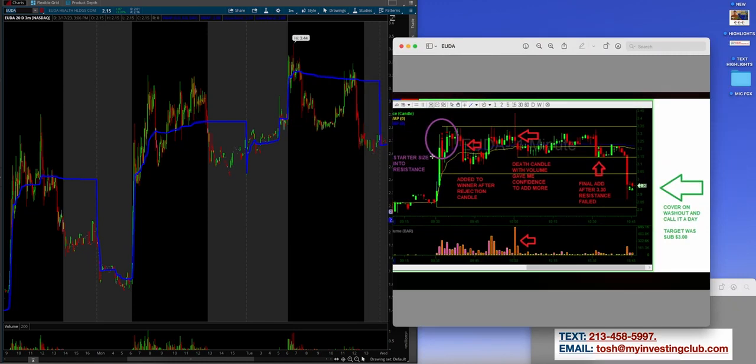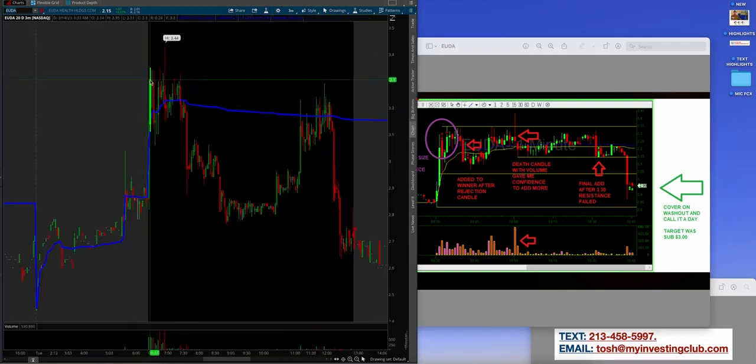Alex, starter size into resistance. So into this morning, guys, really good job. He saw this first candle kind of top out with that wick, started getting in, added to a winner after the rejection candle. Actually, I'll just zoom in for you. So that's why you could see him, it looks like a little bit in here.